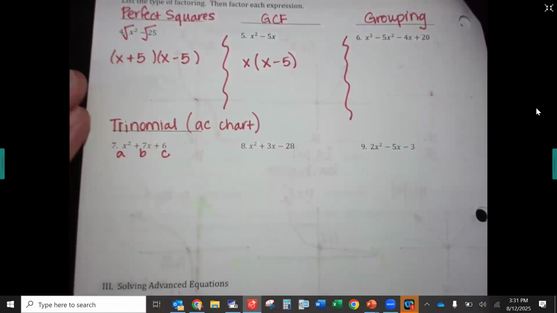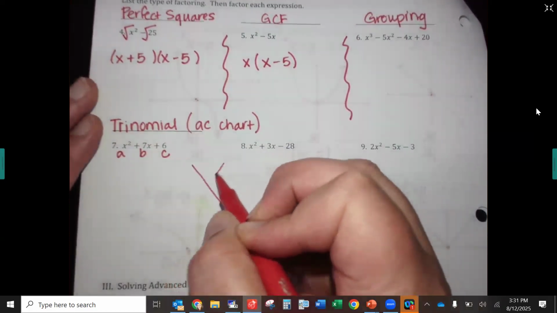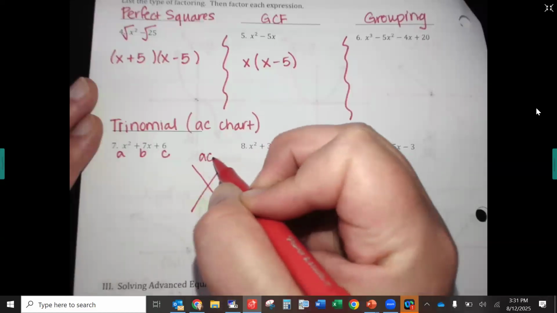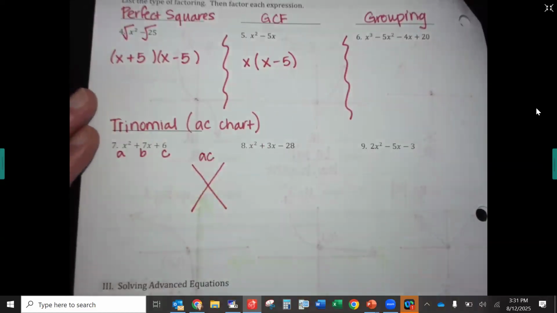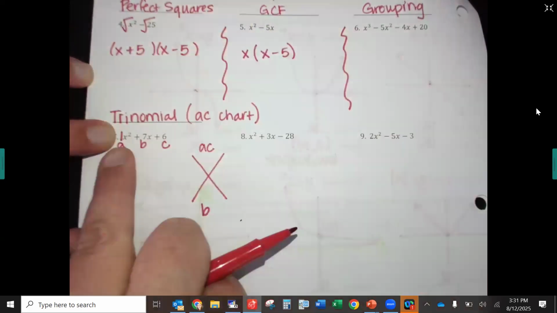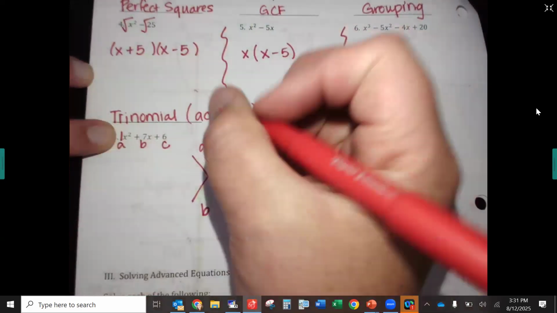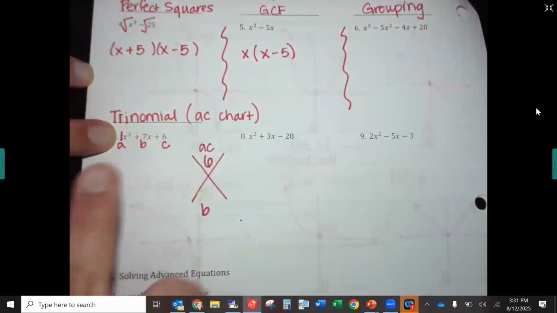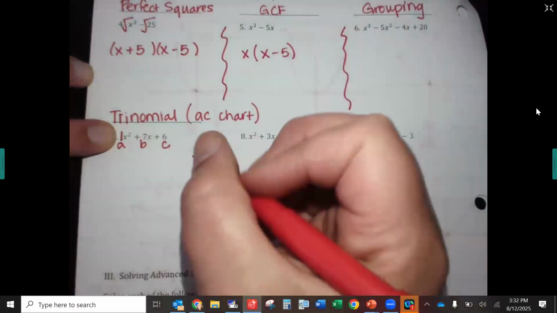And then at the top of the chart, you're going to put the air conditioning, or AC, and you're going to put B in the bottom for the basement. AC is referring to you multiplying the number in the A position with the number in the C position. Now, if there's not a number in the A position, what number goes there? 1. So I would do 1 times 6 is 6. And then my basement number is the number in the middle, which is a 7.